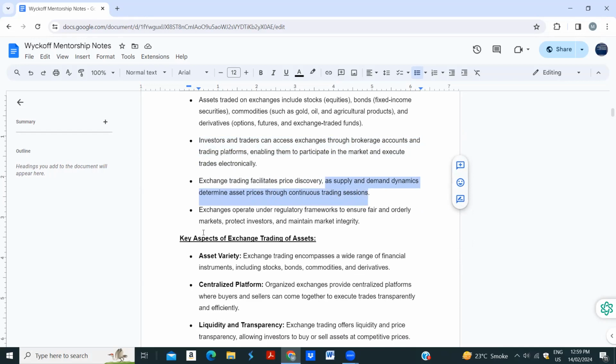Exchange trading operates under regulatory frameworks to ensure fair and orderly markets, protect investors, and maintain market integrity. These are the benefits of the exchange markets. But remember that exchange-traded assets have one drawback.